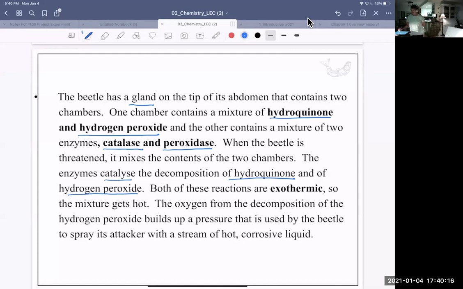And those reactions are exothermic. So they release energy, and it happens so quickly that the mixture gets very hot. The byproduct of chemical reactions is heat. And if it's a particularly strong chemical reaction, it's a lot of heat. The oxygen from the decomposition of the hydrogen peroxide builds up pressure, and that's used by the beetle to spray its attacker with a stream of hot, corrosive liquid.